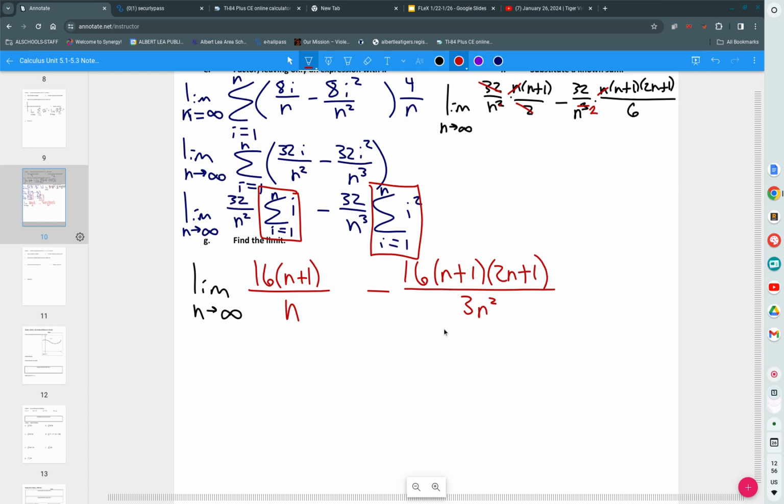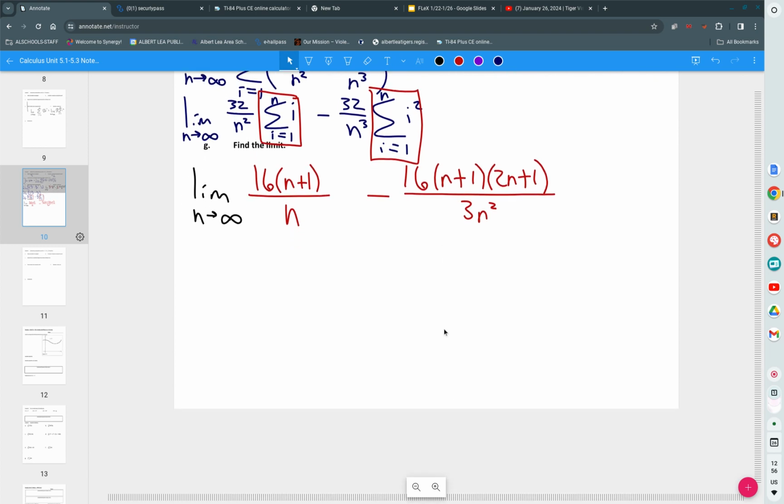Crazy. We've been pretty careful. Aiden, you were going to say? 5.3. This part? Yeah, it will end up being 5 1/3. We'll go ahead and show the algebra anyways. We have the limit as n goes to infinity of 16n plus 16 over n.